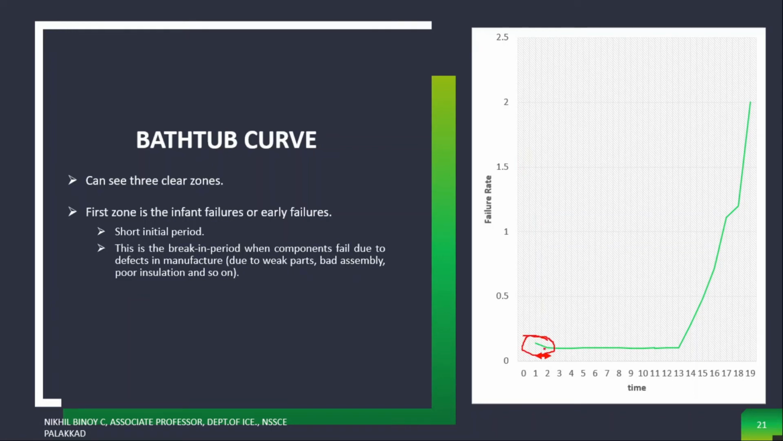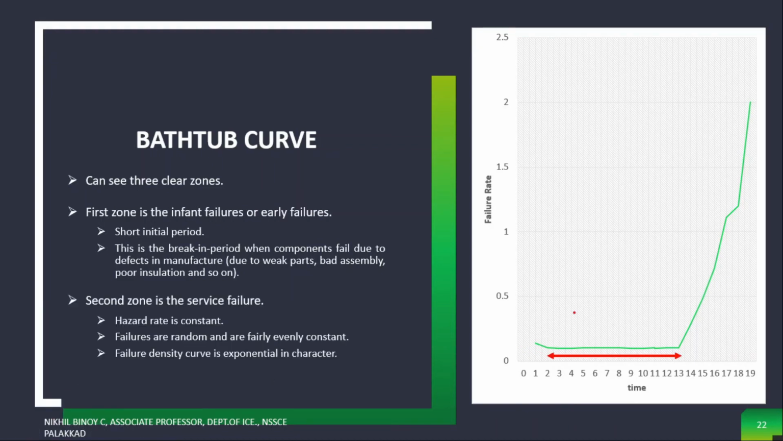So what we can say here is that this one is using very good manufacturing because the infant failure is small. Is it clear to all of you? Okay. So this is the first zone, the infant failure or early failure zone. This part is very important. If a large decrease is observed here, then we can say that some defect is there in the manufacturing unit.